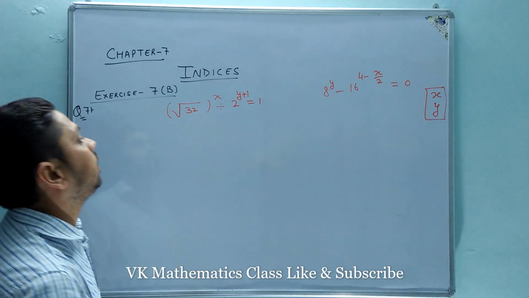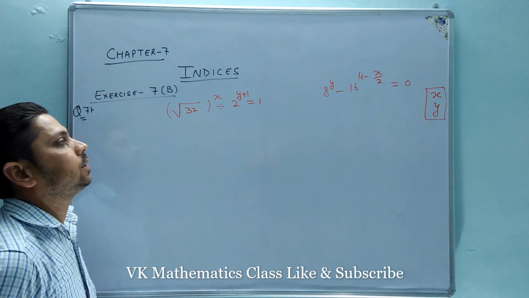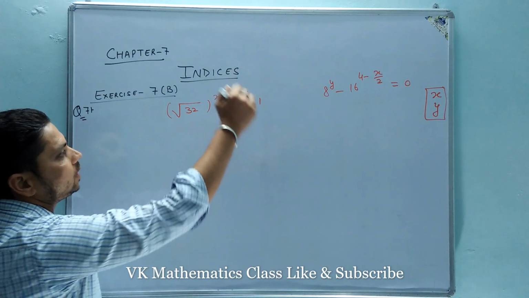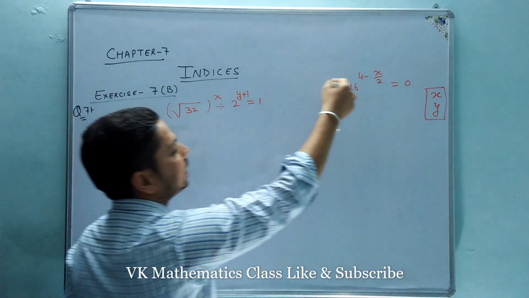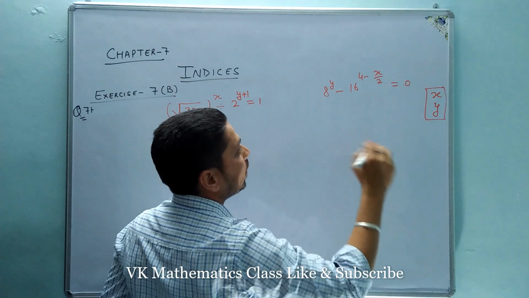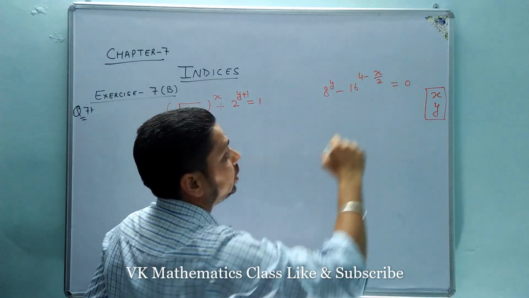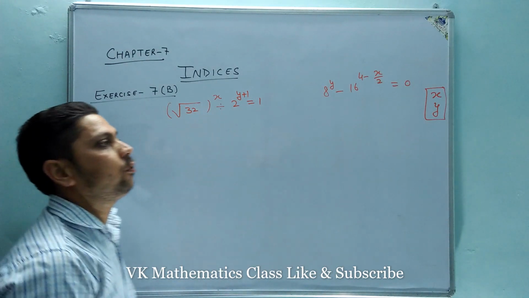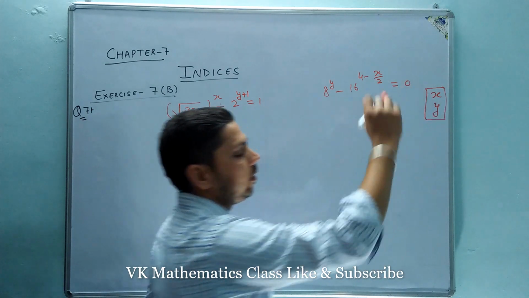That is the square root of 32 raised to power x divided by 2 raised to power y plus 1, and this is equal to 1. The second condition is 8 raised to power y minus 16 raised to power (4 minus x) by 2 is equal to 0. What we have to calculate here? We have to calculate the value of x and y.